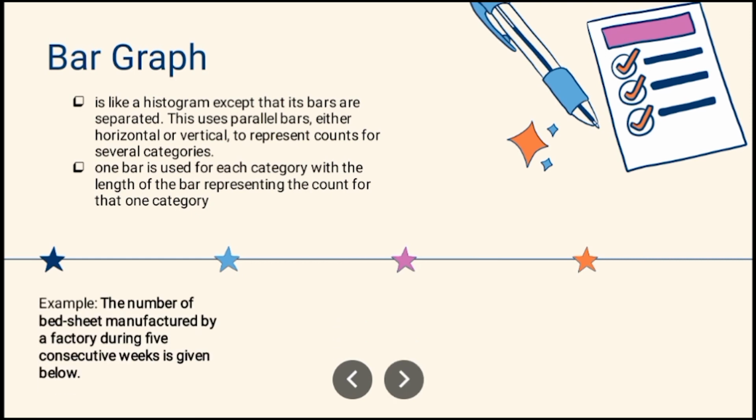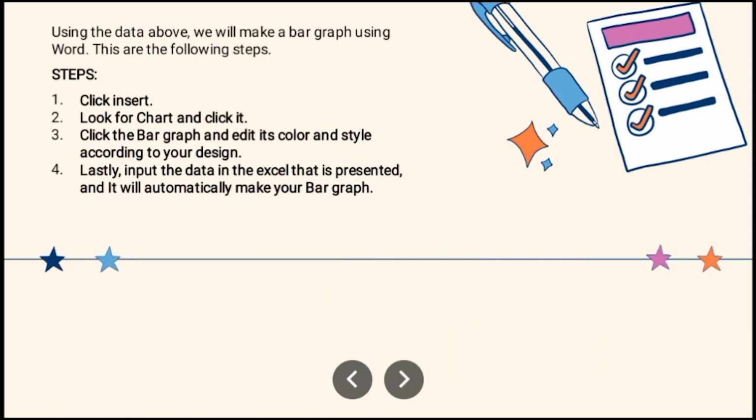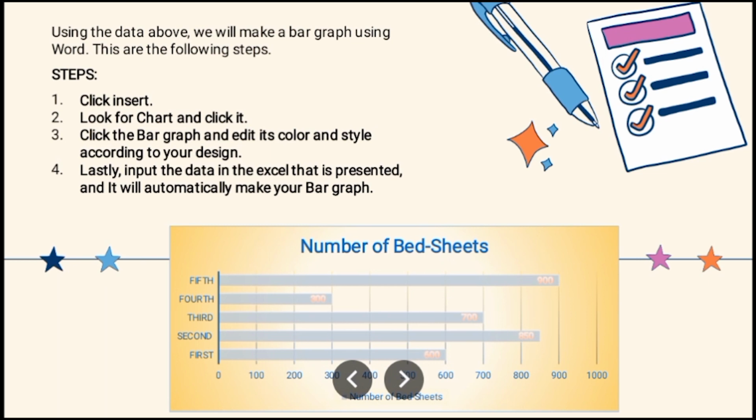Example, the number of bed sheets manufactured by the factory during 5 consecutive weeks is given below. So using the data above, we will make a bar graph using Word. These are the following steps. Click Insert, look for Chart and click it. Click the bar graph, edit its color and style according to your design. Input the data in the Excel sheet that is presented and it will automatically make your bar graph. So here is the example of our bar graph.